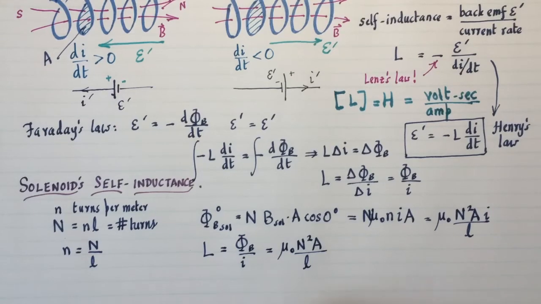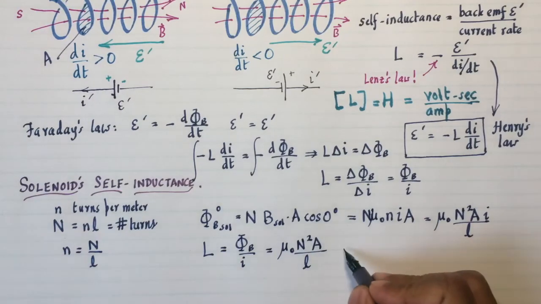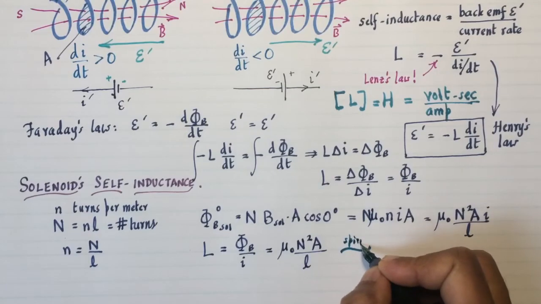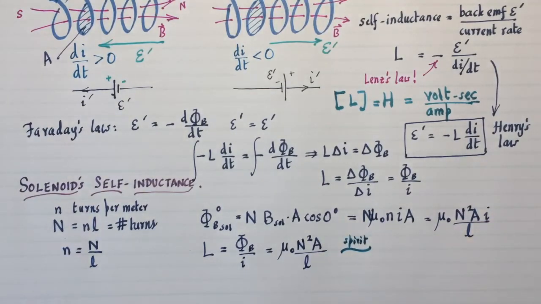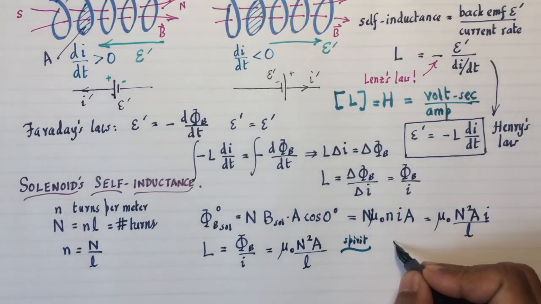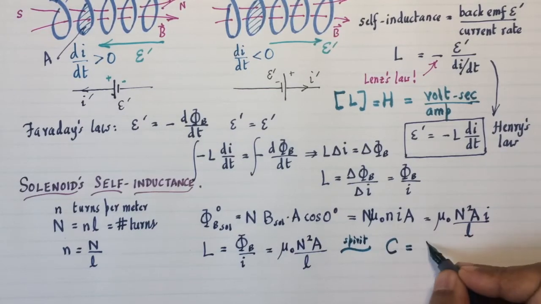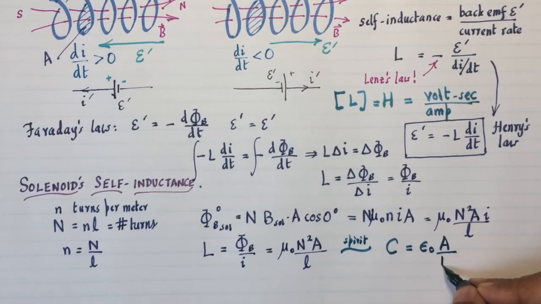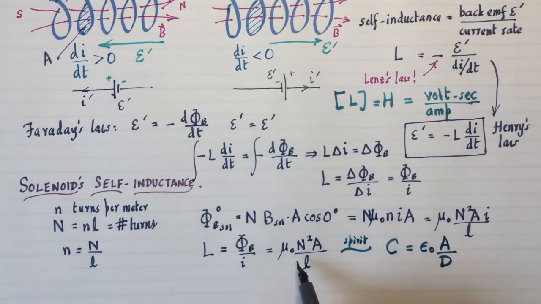So this should be thought of in the same spirit. I don't know how to indicate spiritual equivalence, so let me just write spirit. And the spiritual equivalent of this is the parallel plate capacitor formula. C equals epsilon naught. There's no number of turns there, so it's just going to be area over the distance separating the plates. You notice the similarity, the kinship here. There's a constant of nature. Here it's mu naught, there it's epsilon naught. There's the area, and then there's the distance.